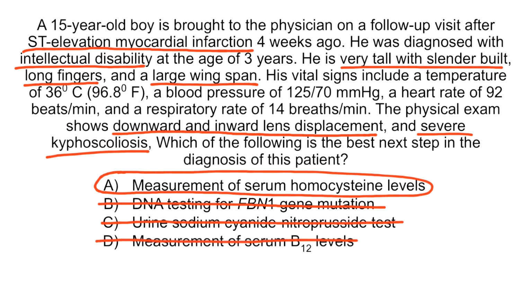Finally, option D is incorrect because although the patient with homocystinuria should be supplemented with vitamin B12, measurement of serum B12 levels is not necessary for diagnosis. And that concludes our lecture on inborn errors of metabolism.